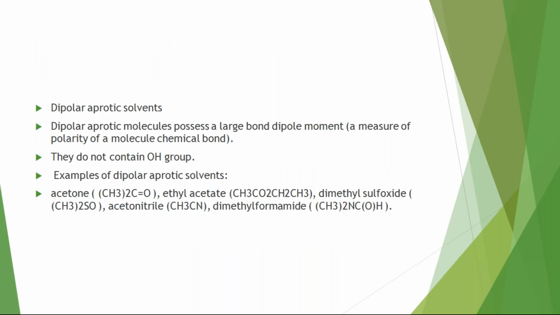And dipolar aprotic solvents, we have a molecule that possesses a large bond dipole moment. They do not contain OH group. Examples of dipolar aprotic solvents, we have acetone, ethyl acetate, DMSO, acetonitrile, and DMF. So these come under dipolar aprotic solvents.